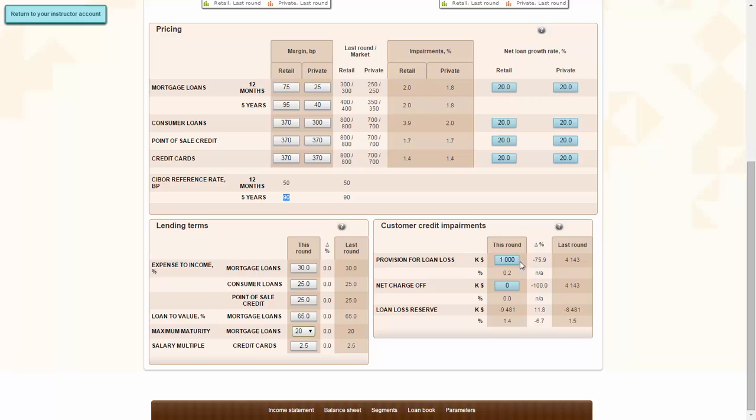We also make an estimated provision for the loan losses. The system will calculate the actual provision for the loan losses, but here we can make an estimation just in order to make our income statement and balance sheet match up. And then we can also make an estimation for the net charge off for each round.